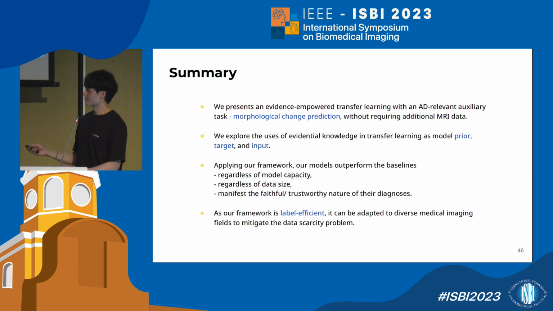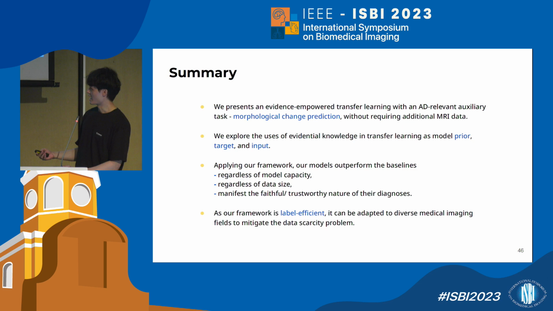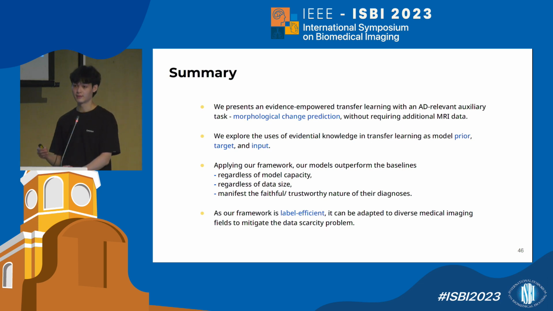Let's wrap things up with the takeaways of this paper. We present an evidence-empowered transfer learning for Alzheimer's disease, and we explore the different ways of knowledge transfer. By applying our framework, our models outperform the baselines, regardless of model capacity and the size of data. We also manifest the faithful and trustworthy nature of the diagnosis. And as our framework is label efficient, we presume that it can be applied to other medical fields to mitigate the data scarcity problem.